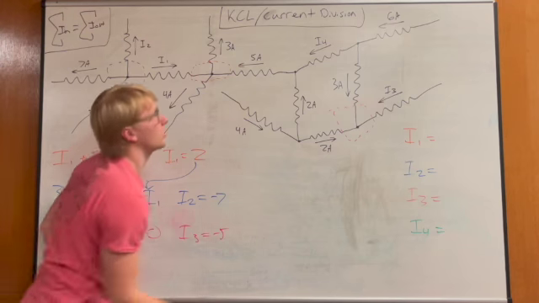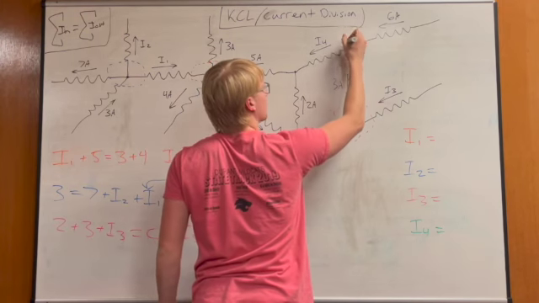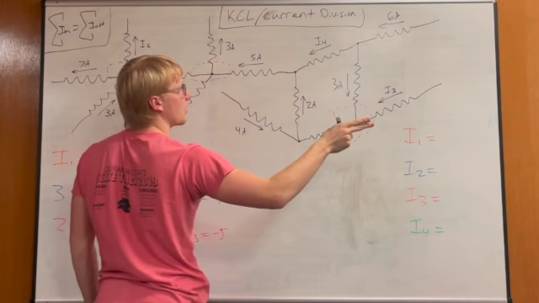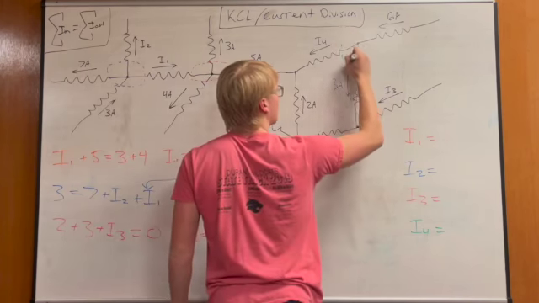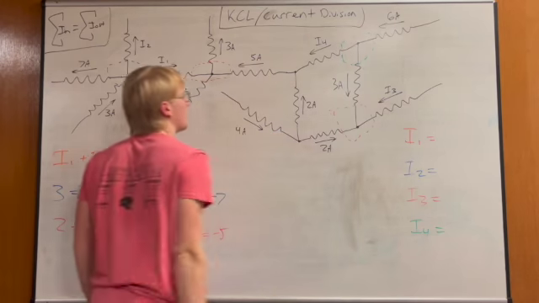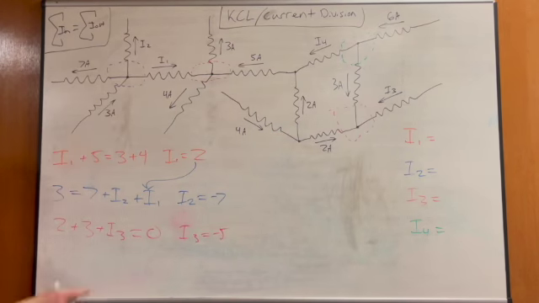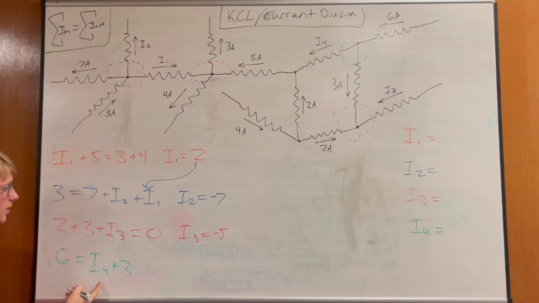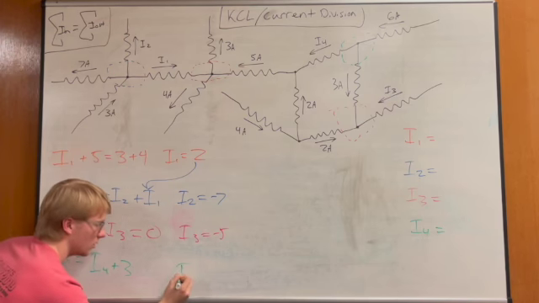And the fourth node, like I said, is going to be this one. Well, we can either do this one or this one. We're going to find the same answer either way. The current going into that node is 6. Current coming out is I4 and 3. That means I4 is 3.